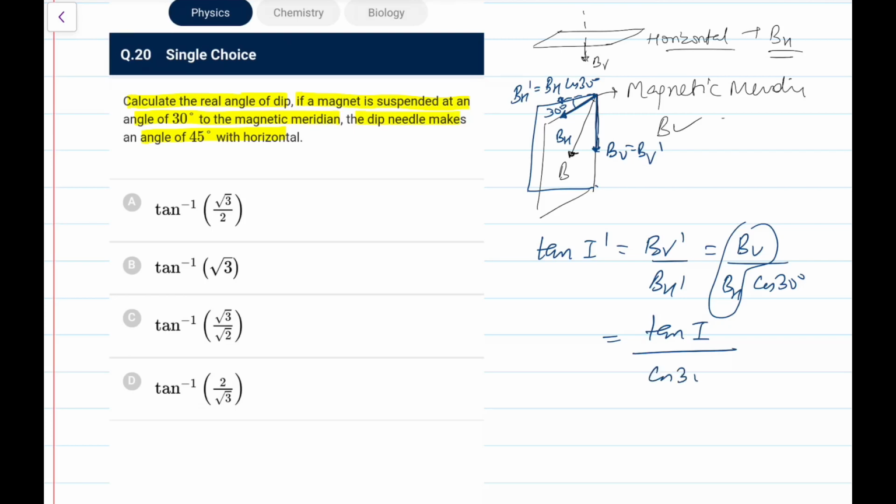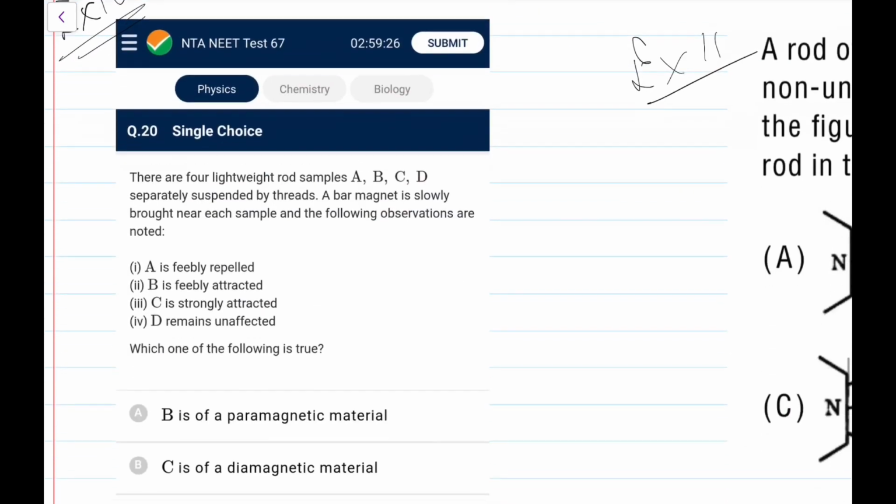So what you are given, the dip makes angle 45 degree with the horizontal, that is what we have as the apparent dip, that is tan I dash, that is 1. So tan I would be equal to 1 into cos 30, that is root 3 by 2, so that is tan inverse root 3 by 2. You can go for option A in this case. So just remember here, this I dash is the apparent dip in that plane, while the tan I is the true dip at that particular point in the earth.